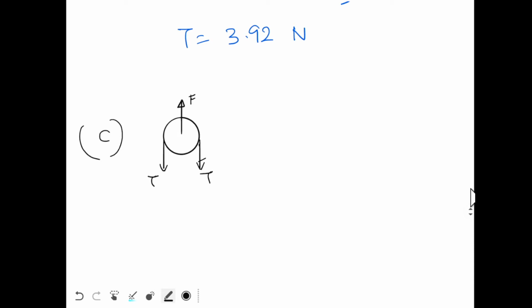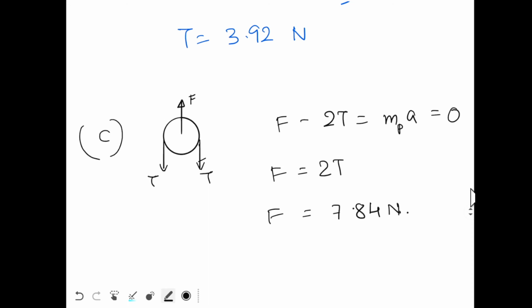So we are solving for part C. Since pulley is massless, we consider F minus 2T equal to mass of pulley into acceleration, and acceleration of the pulley and mass of pulley both are 0. So we get F equal to 2T. So F will be equal to 7.84 Newton. This is the answer.